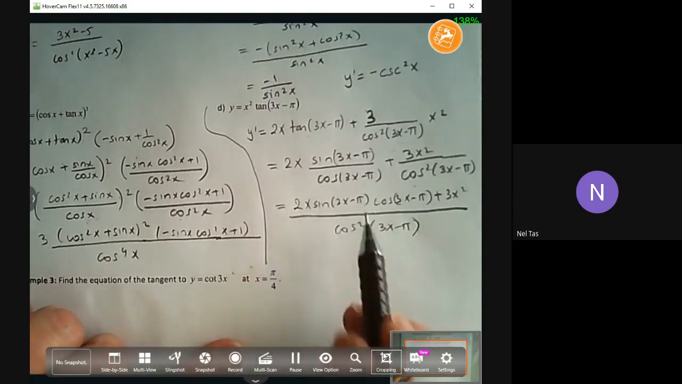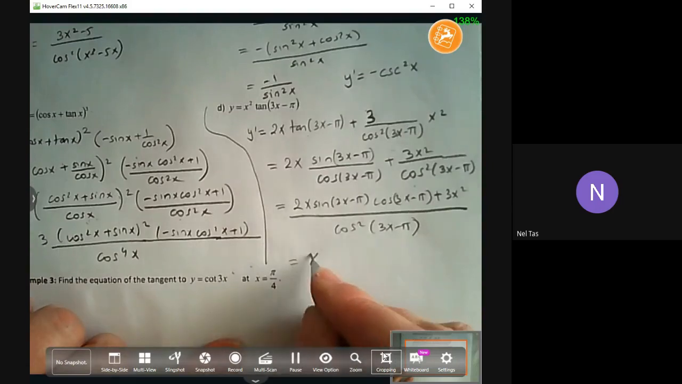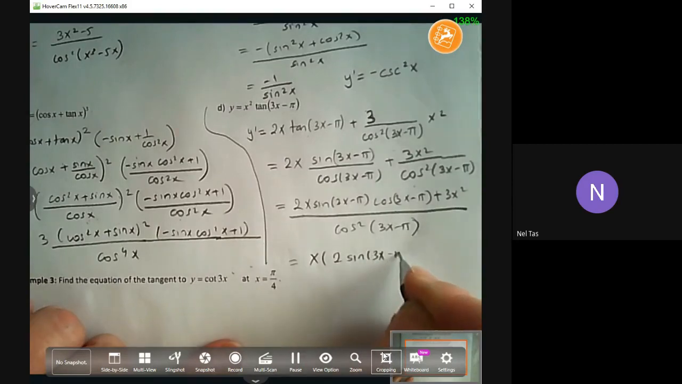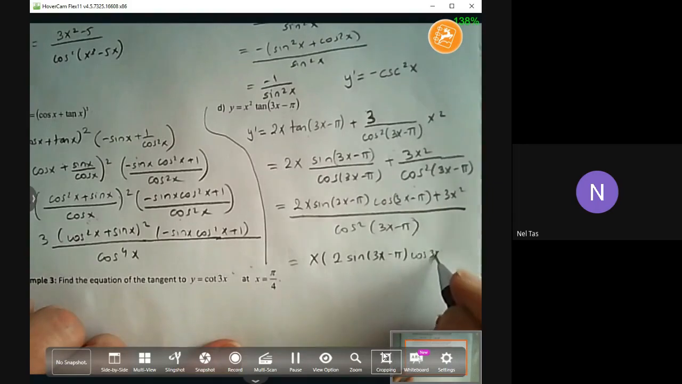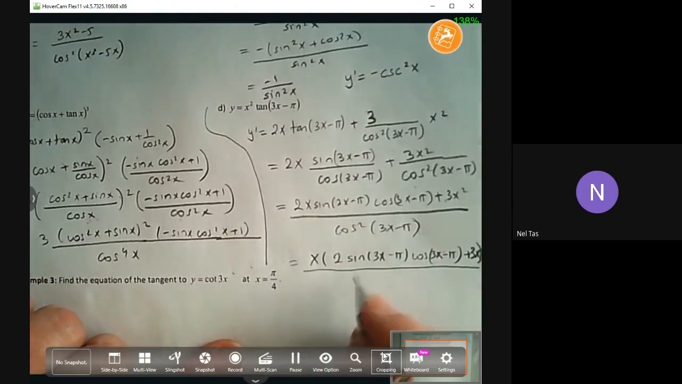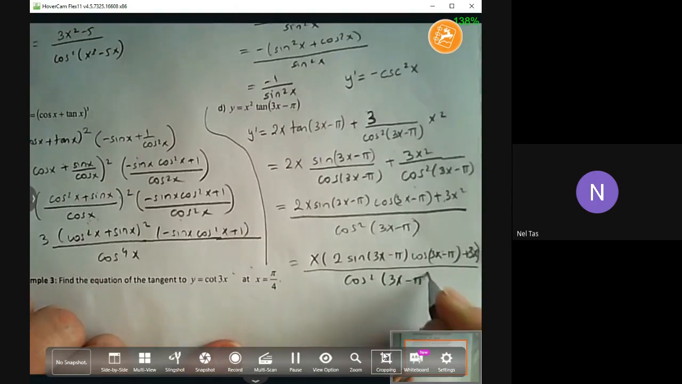You can also factor x. So you get x times 2 sine 3x minus pi cos 3x minus pi plus 3x over cos squared 3x minus pi.